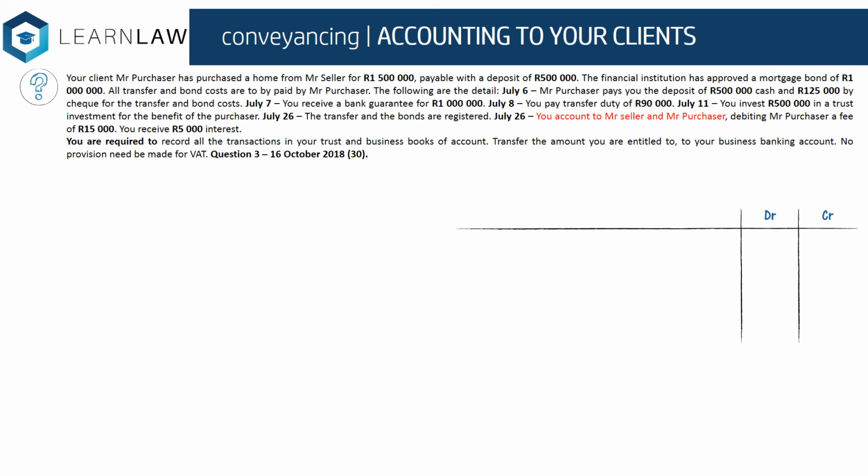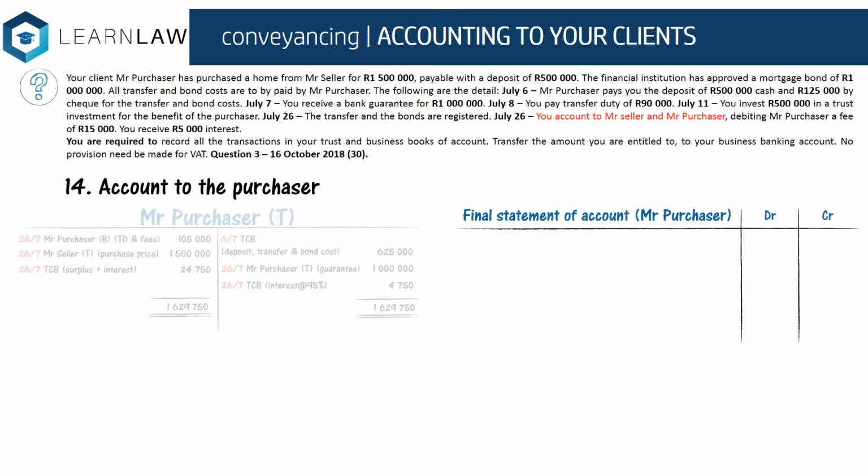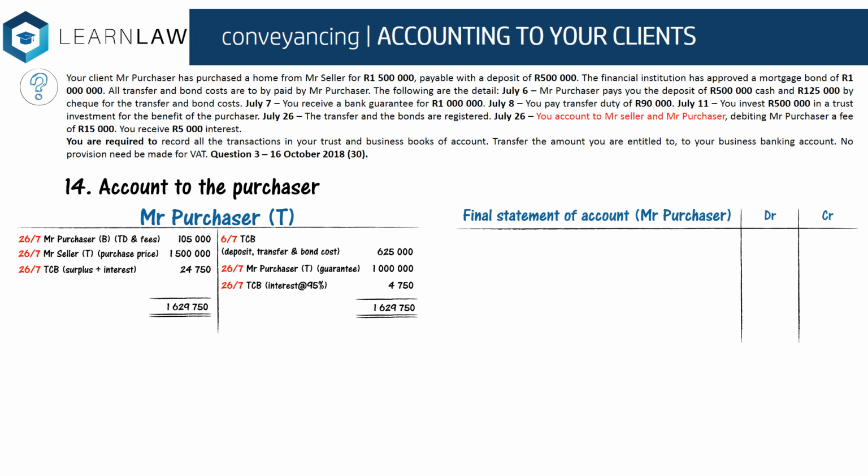We can now account to Mr. Purchaser. As before, we require Mr. Purchaser's trust ledger account to draw the statement of account. On 6 July, we received a deposit of R625,000. On 26 July, the following transactions occurred. We received a bank guarantee in the amount of R1 million and accrued interest on the investment in the amount of R4,750.